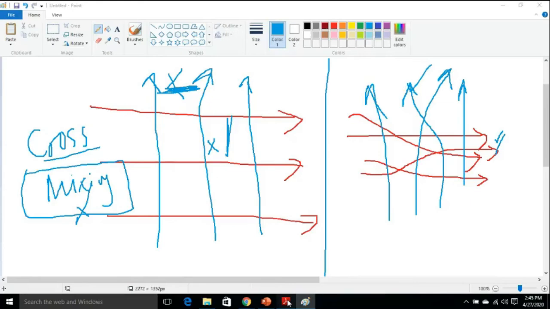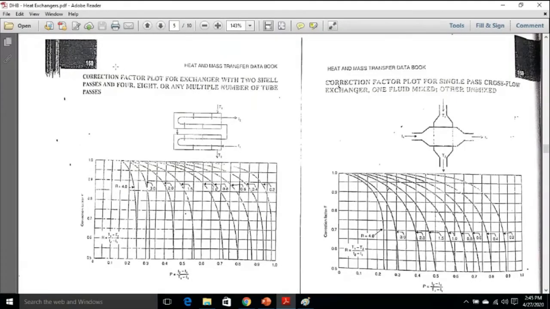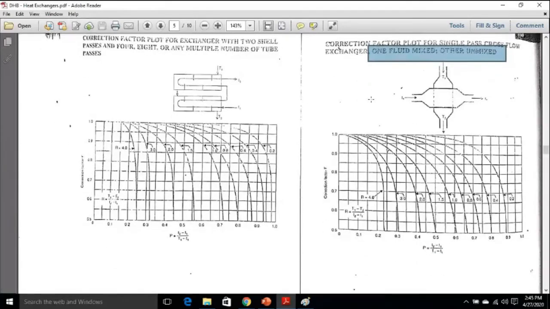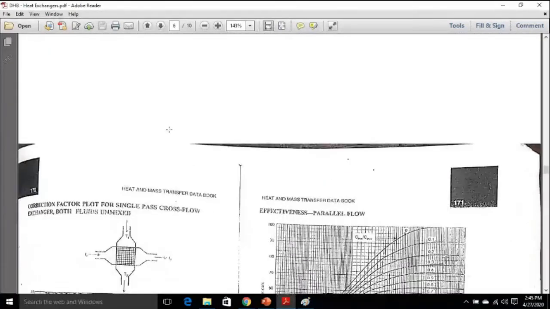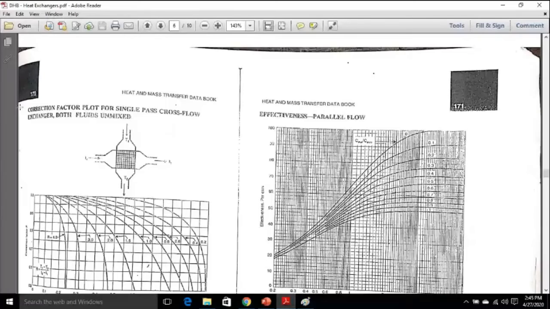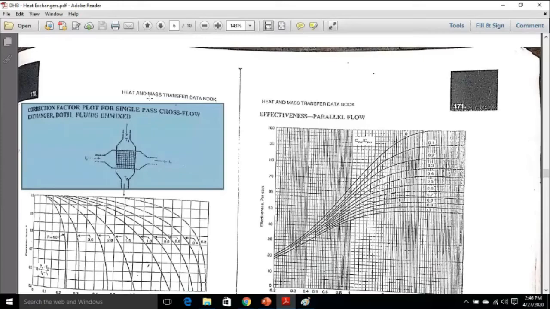If we go back to the data handbook, this is what they have written over here. The first one is for a single pass cross flow heat exchanger, and one fluid is mixed and the other one is unmixed. Are you getting this part? One of the fluids is moving in a straight path and the other one is mixing while it is moving in its particular path. But for the second case, they are saying that both of them are unmixed. Are the cases clear to you now?